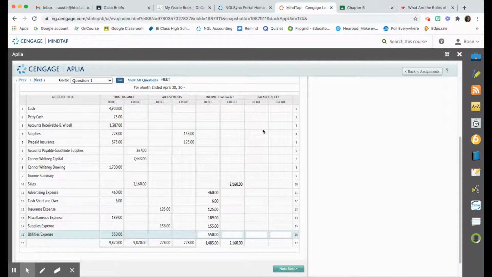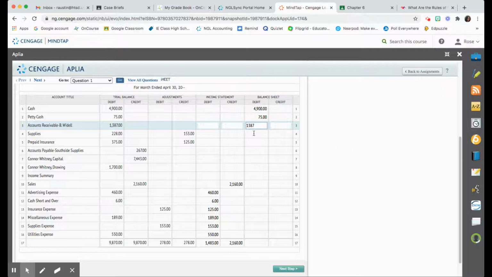And then, just like the income statement where these accounts up here are blank, for the balance sheet, this section will be blank for these accounts over here. Okay. So balance sheet, so cash is 4,900, petty cash is 75, and accounts receivable is 1,387.